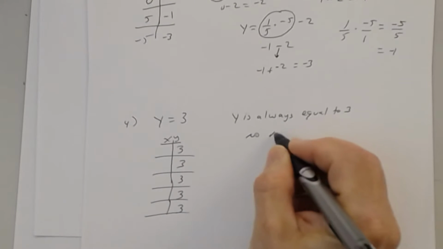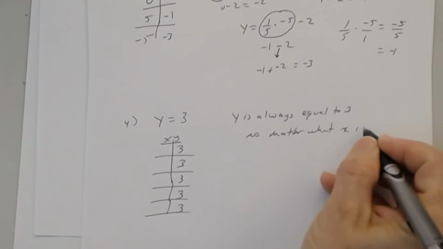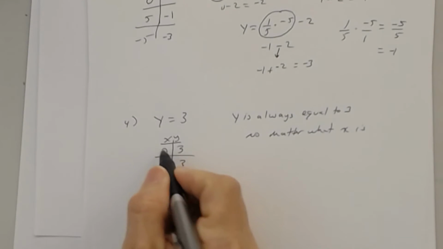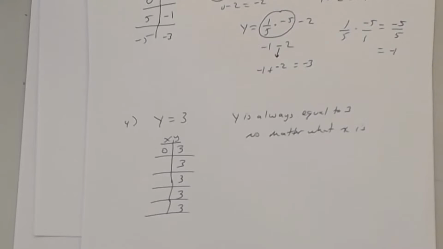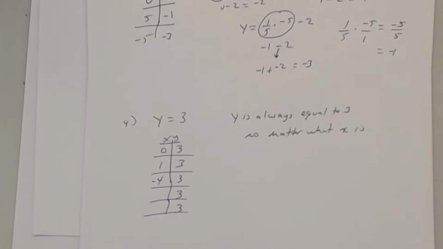No matter what x is. So x could be 0. What's y? 3. X could be 1. What's y? X could be negative 4. What's y? And so on.